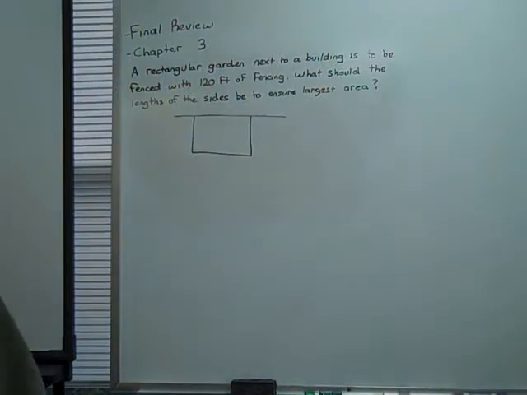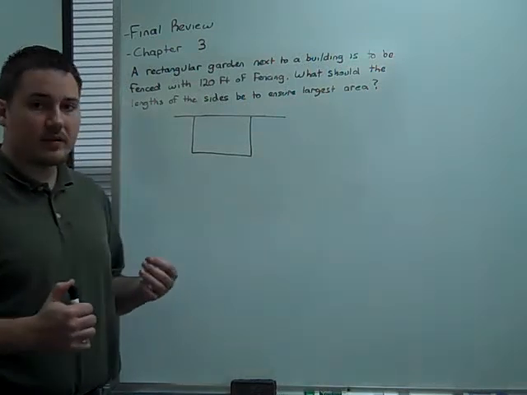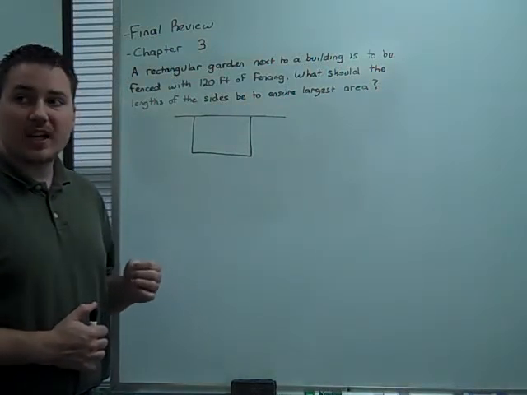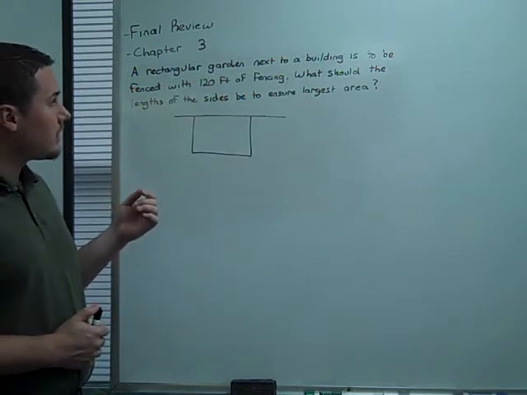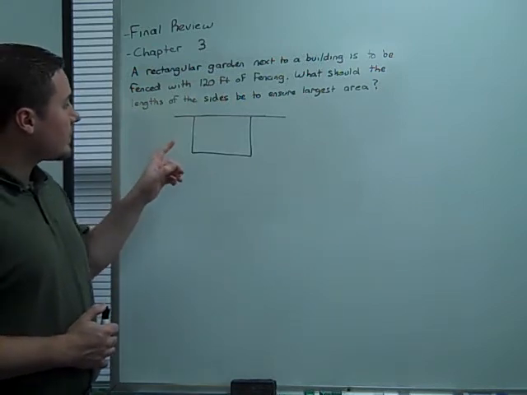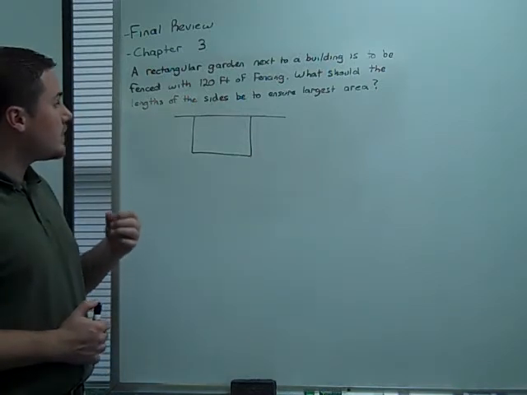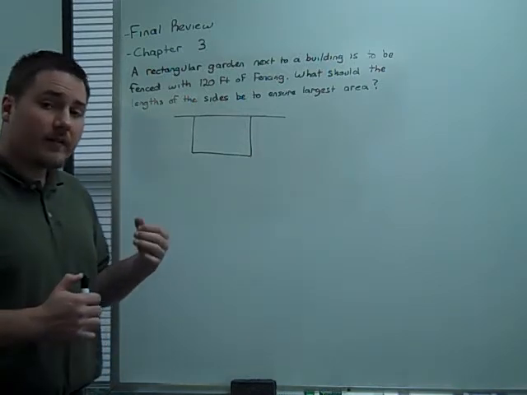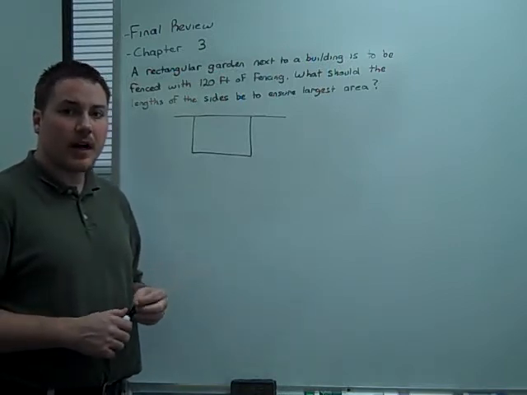Alright, for the next problem from Chapter 3, we have another problem that students seem to dislike. It's an optimization problem. Now, we have a rectangular garden next to a building that is to be fenced with 120 feet of fencing. What should the lengths of the sides be to ensure the largest area? First thing you have to do is identify that this is, in fact, an optimization problem.